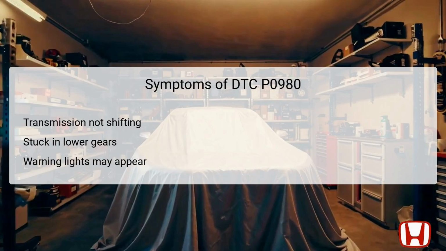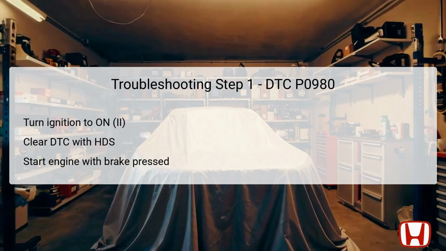In troubleshooting DTC P0980, the initial step involves turning the ignition switch to the on position, which energizes the vehicle's electrical circuits. Following this, the diagnostic tool known as the Honda Diagnostic System, HDS, will be employed to clear the DTC currently stored in the powertrain control module, PCM. Clearing the DTC allows for a fresh assessment of the system's condition.